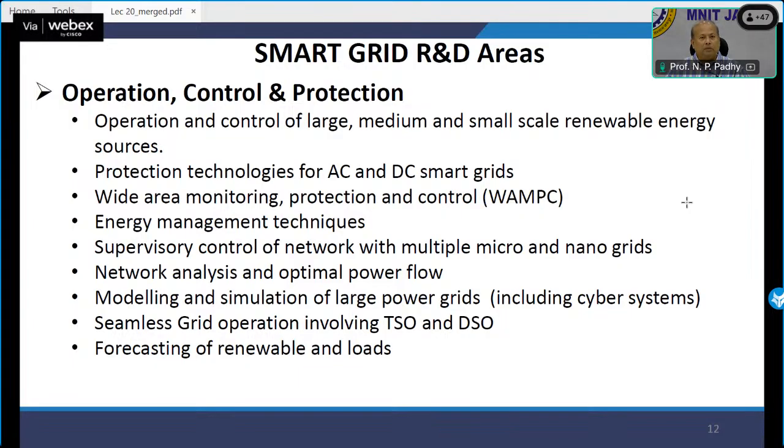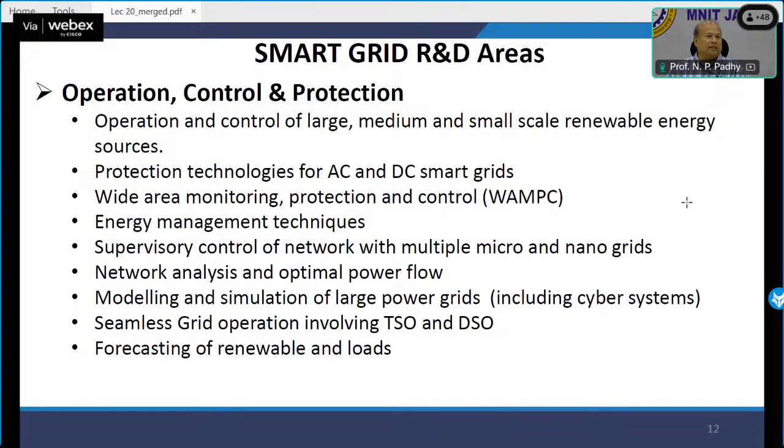And when you ask what about protection, the protection will be aligned with the control scheme itself. So: operation and control of large, medium and small scale renewable energy sources, and protection techniques for AC/DC smart grid, wide area monitoring, protection and control, energy management techniques, supervisory control of networks with multiple micro and nano grids, network analysis and optimal power flow, modeling and simulation of large power grids including cyber systems, seamless grid operation involving TSO and DSO, and forecasting of renewables and loads.